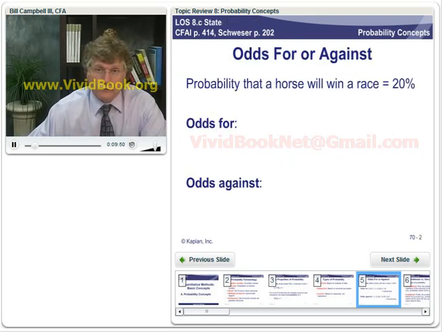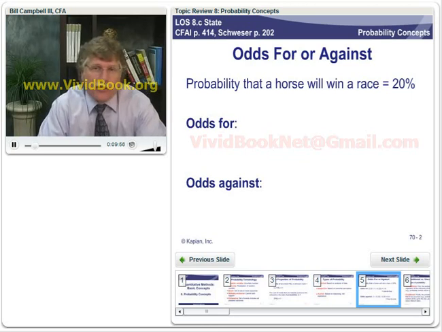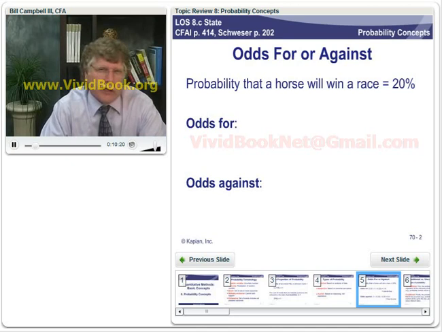Calculating odds. This is an example that is very dear to my heart because I'm a horse owner. I love horses, so I love thinking about examples that include horses. So we have the probability that a horse will win a race as 20%. 20%, that's 1 out of 5. If this horse runs 5 races, we expect it to win 1 time, lose 4 times. And it's probably not going to lose too bad. It's going to come in second or third, let's say.